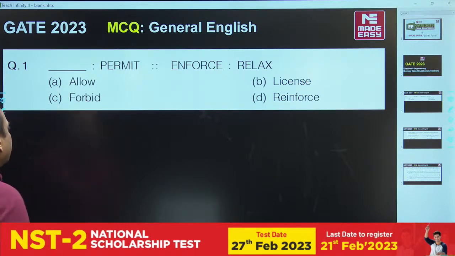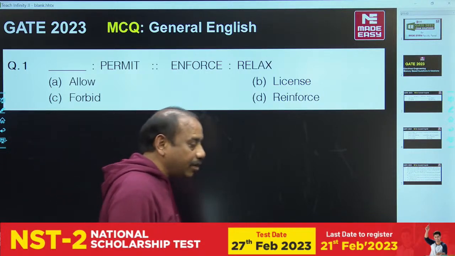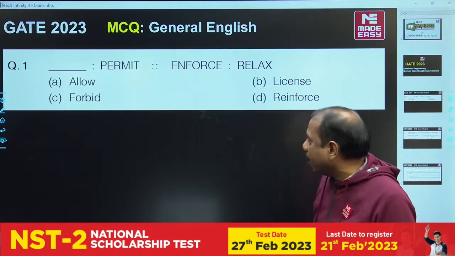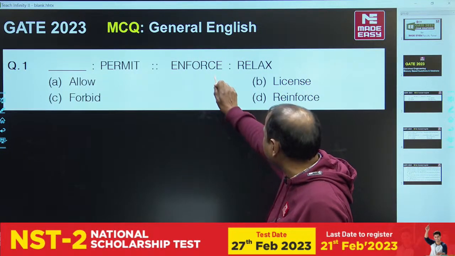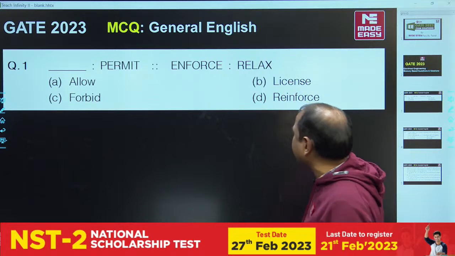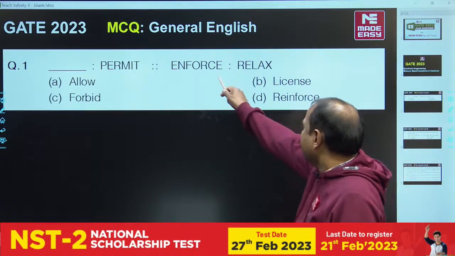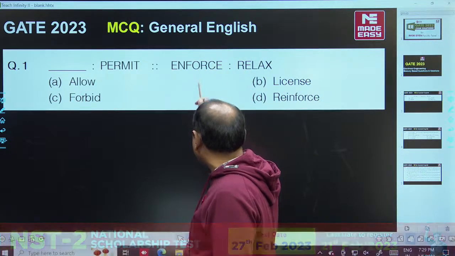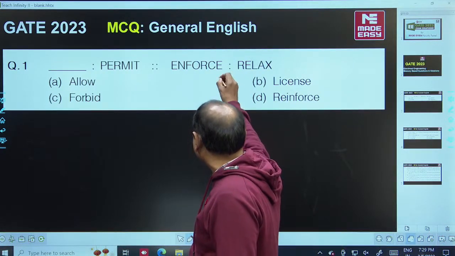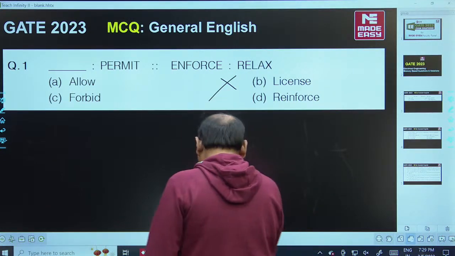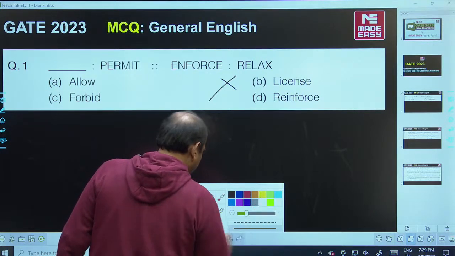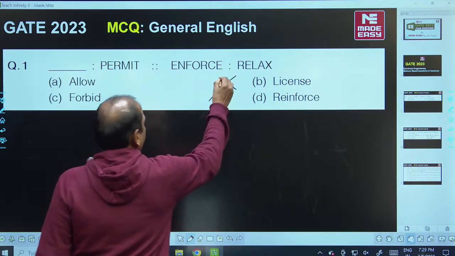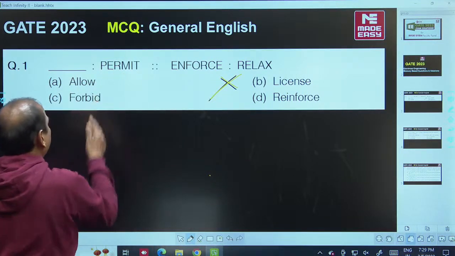First one, a question based on analogy. What is analogy? A comparison made based on similarity is called analogy. To be able to fill the blank, you need to understand what is common between these two. If you take the meaning into consideration, these two have an opposite sense. Opposites, antonyms. So this is an antonym relation, so these two should be antonyms.